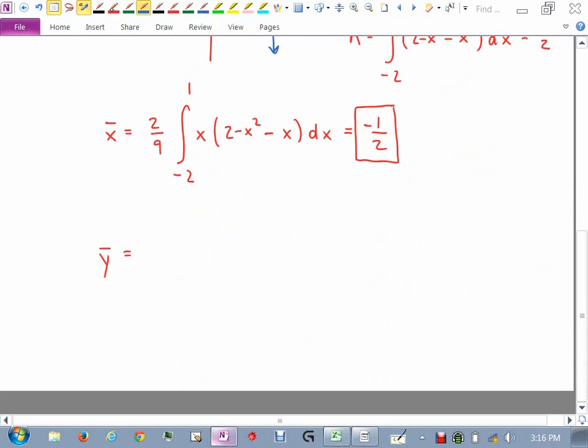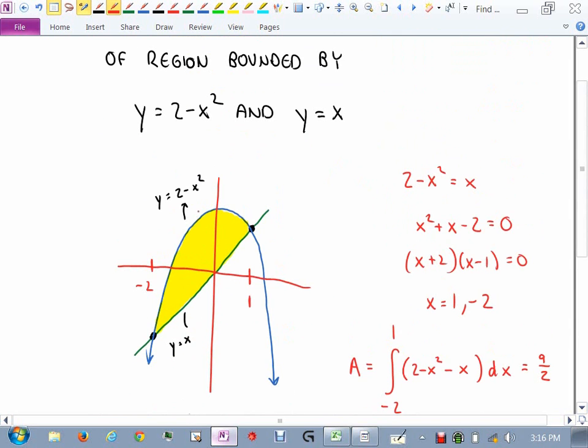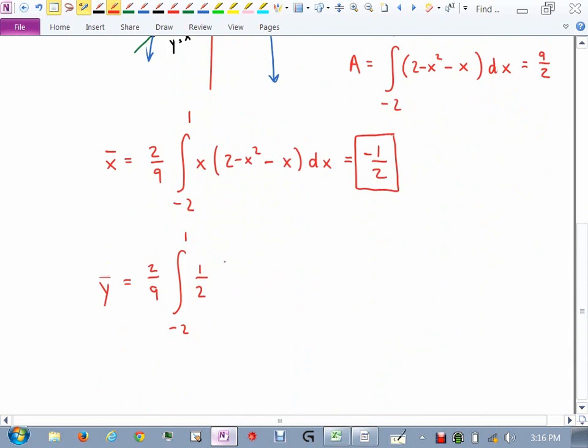Okay, now for y bar, we're still going to have the 1 over A here, which will be 2/9. And we still have integral -2 to 1. But now the formula changes. We have a 1/2, and then what we're supposed to have is the f function squared. But because our region actually has an f on top and then a g on bottom, we need to be real careful with this. I'm doing it in brackets, it'll be the f function, so 2 minus x squared, then take away the g function, x squared, then dx.